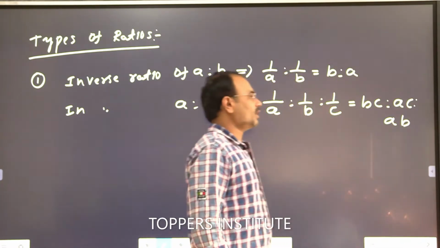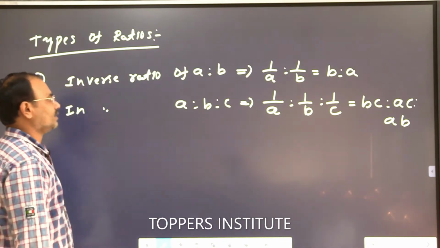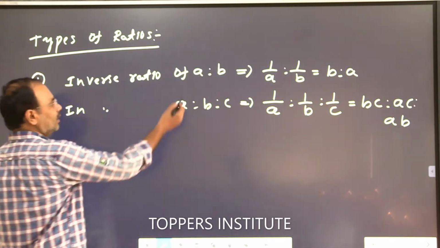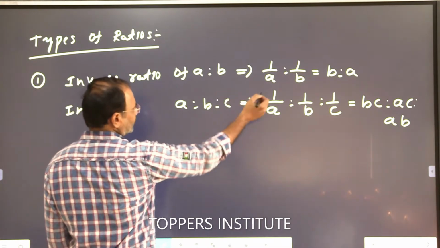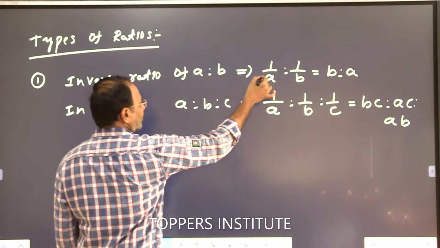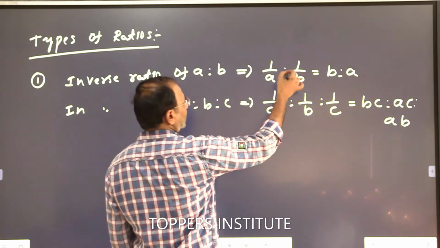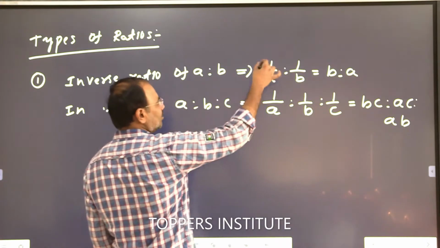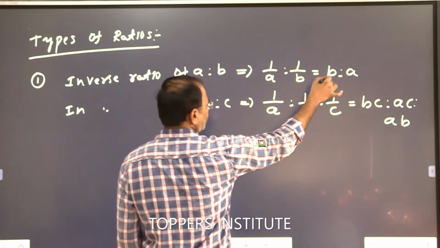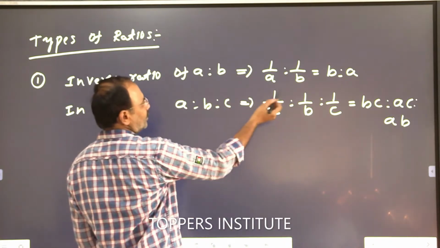Okay. So what is inverse ratio? Inverse ratio is nothing but ratio of inverses. The inverse of A is 1 by A, the inverse of B is 1 by B. Then simplifying this one, this is called fractional ratio. The terms are in fractions in the given ratio. Simplifying this fractional ratio into general ratio, we get B is to A. So finally the inverse ratio of A is to B is B is to A.